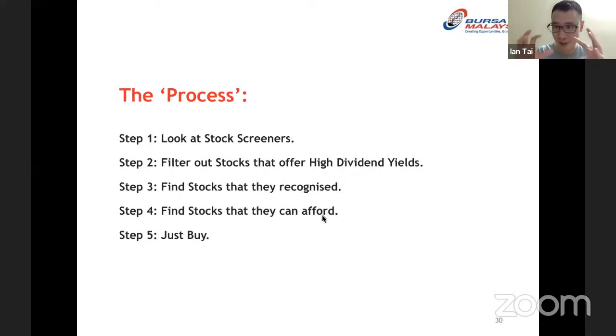Maybe some of the stocks they recognize, but then they're offering at above 10 ringgit per share. Some of them maybe at around 1 ringgit, 2 ringgit per share. So maybe for some of them, they will actually consider that, hey, maybe I should just buy the one that I think I can afford lah. And then last but not least, they just buy. If you are the type of investor who go through this kind of process, you are most likely to fall into value traps.